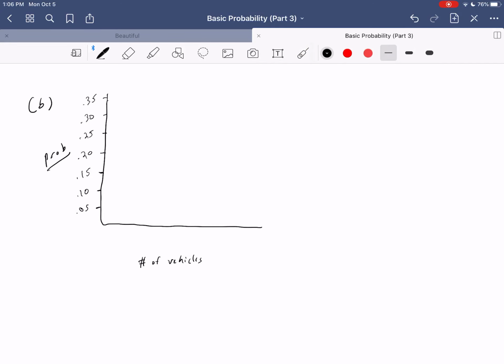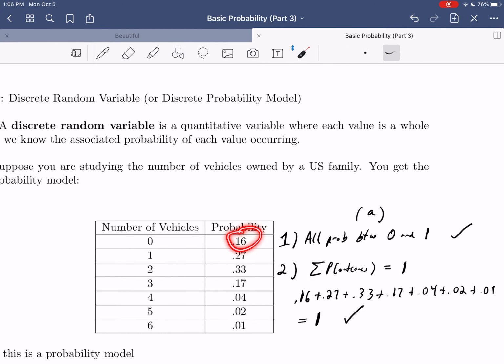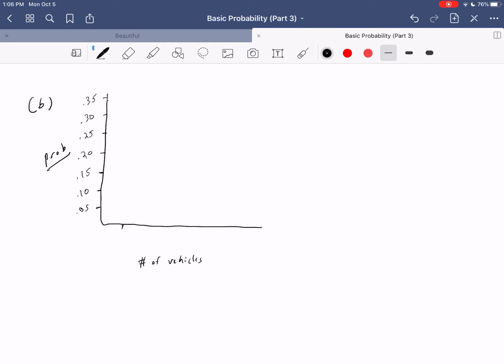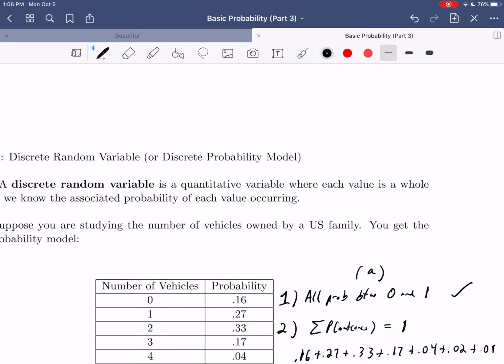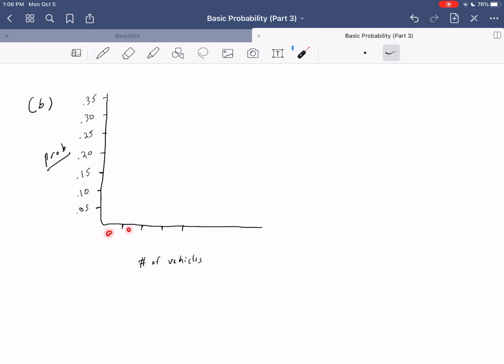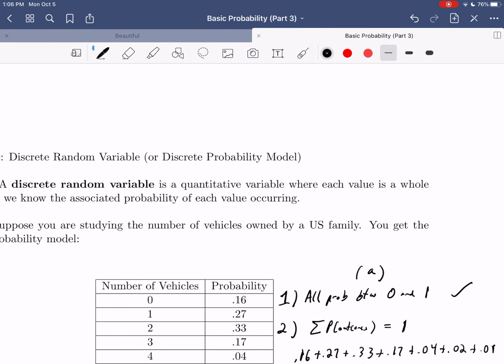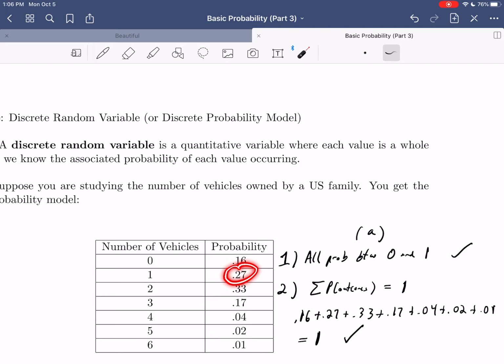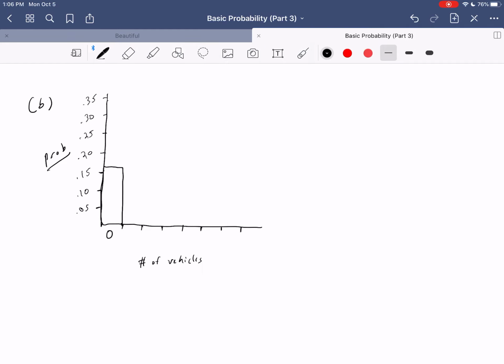So our first bar should be to 0.16. Let's go ahead and do that. I'll just give myself a little axis. How many bars are we going to need? We're going to need 1, 2, 3, 4, 5, 6, 7 bars. So I'm going to have 1, 2, 3, 4, 5, 6, and 7. That just makes sure that they're all going to be sort of the same size. So the first one is going to be to a height of 0.16, and that's going to be the 0 vehicles. Then 0.27. So the 0.27 looks like it would be up here. And again, we're going to label the middle, so that's 1 vehicle.